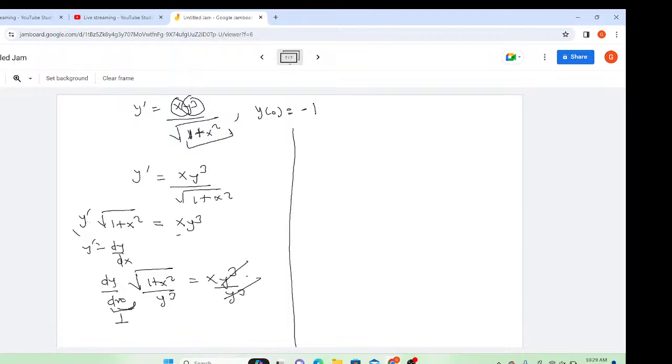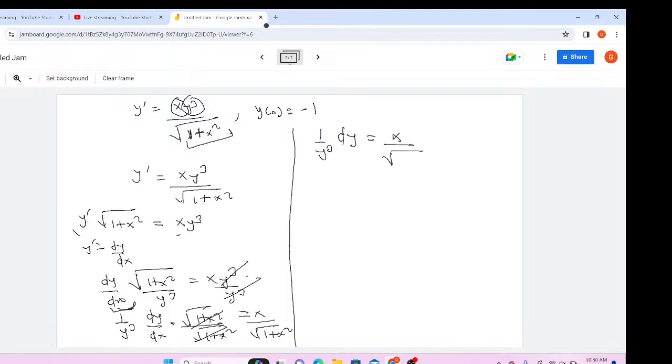That cancels out, and then we get 1 over y cubed dy on dx, everything multiplying 1 plus x squared, equals x. Then we can again divide through by 1 plus x squared. Sorry, root of 1 plus x squared. Then this one goes. We are left with 1 over y cubed dy being equal to x over root of 1 plus x squared dx. Now we have separated our y from our x. Then we can integrate both sides.